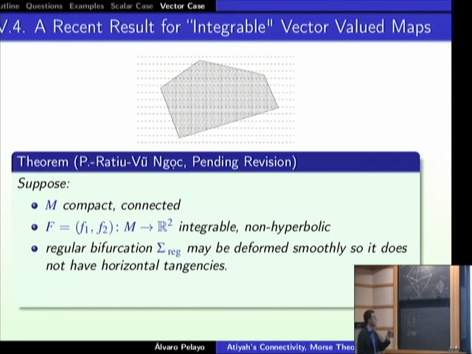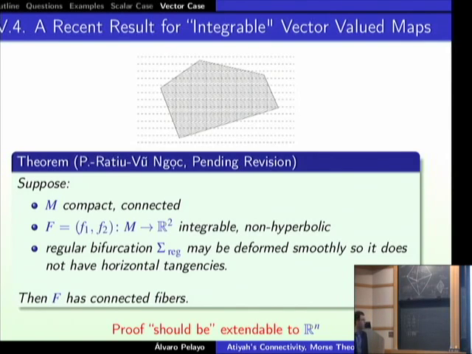And suppose that when you look at the set of critical values of your system, it can be deformed into something that does not have horizontal tangencies. So look at this picture here. This picture is coming from a system of the ones that the Atiyah theorem covers. The set of critical values is the boundary of this polygon, and you can see that it doesn't have any horizontal tangencies. So if that happens, then the fibers are connected. So you can recover, as a particular example, the theorem of Atiyah. And I think the proof should be extendable to Rn.